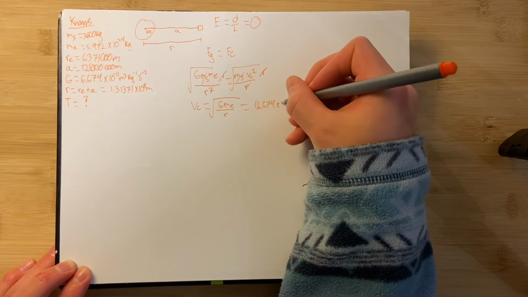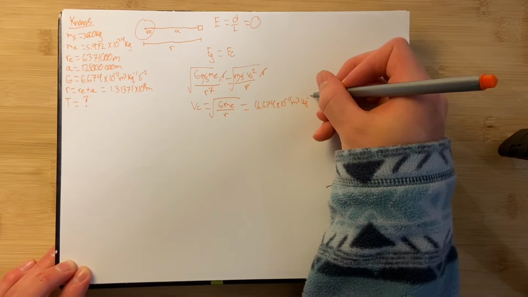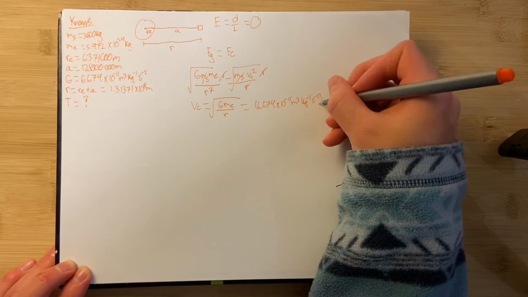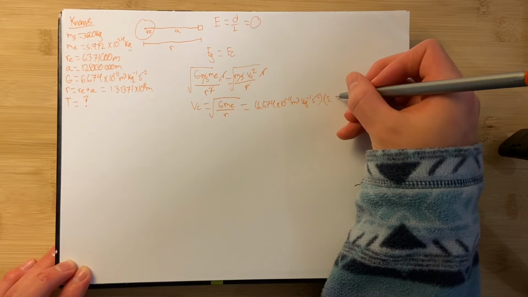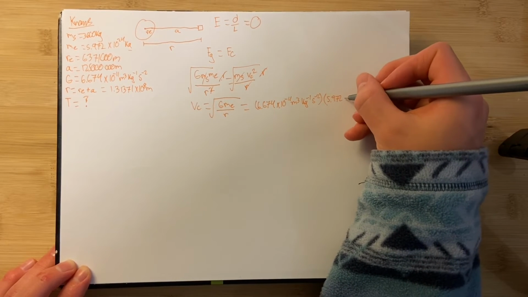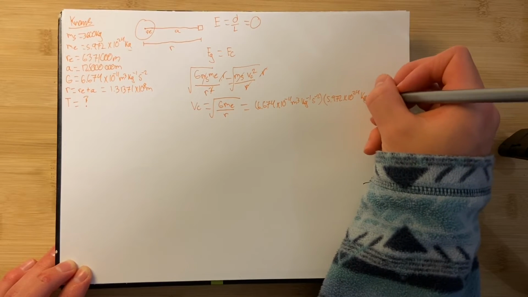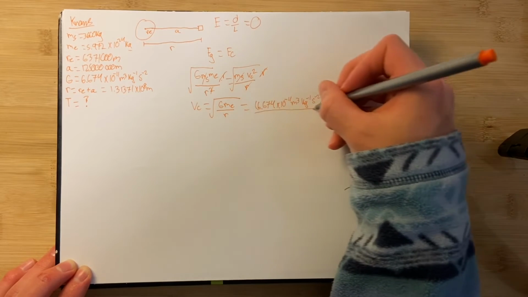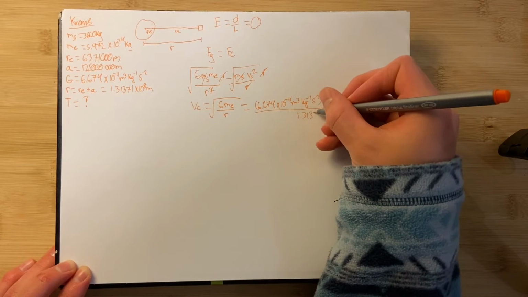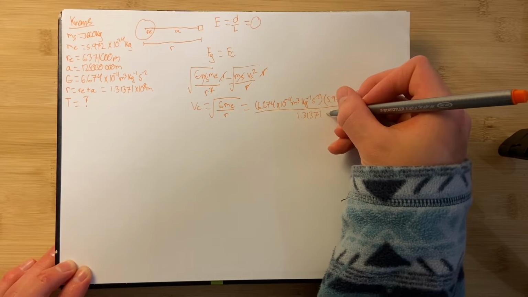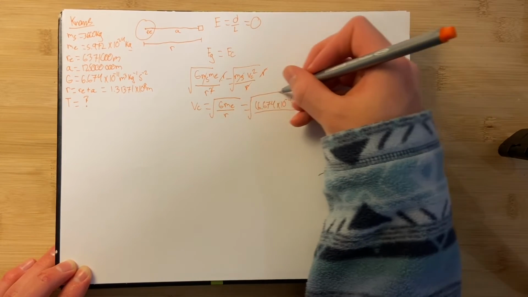6.674 times 10 to the negative 11 meters cubed, kilograms to the negative 1, seconds to the negative 2, multiplied by 5.972 times 10 to the 24 kilograms. And this is going to be divided by 1.31371 times 10 to the 8 meters, which is our R value. And we're going to take the square root of that.